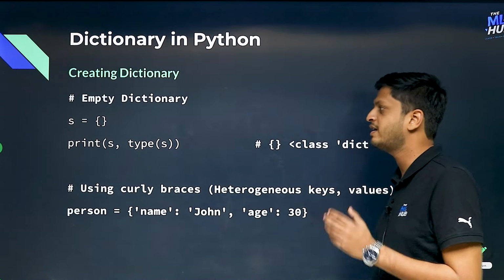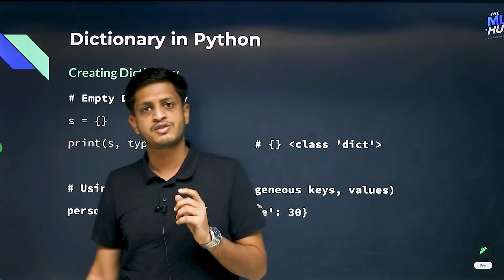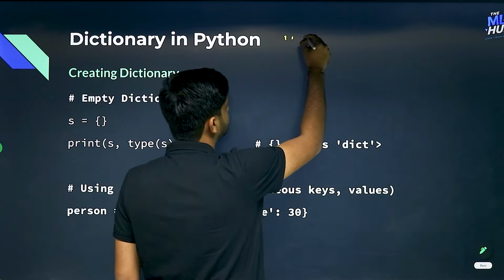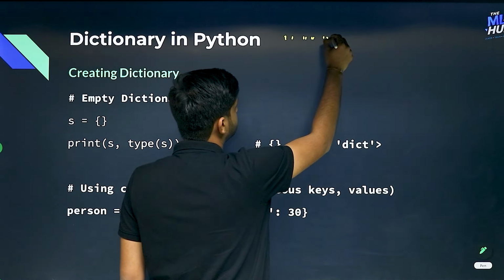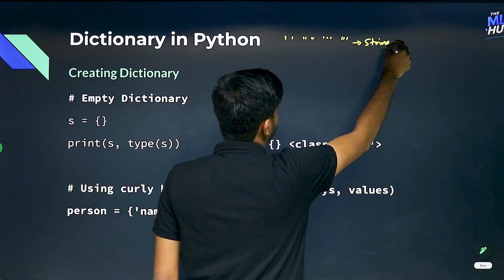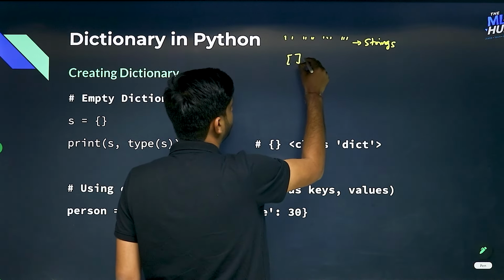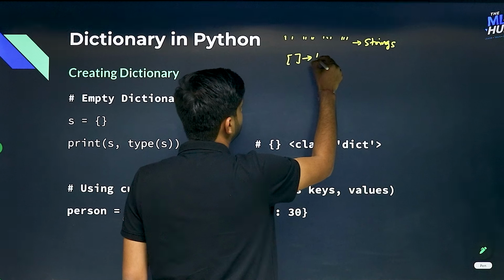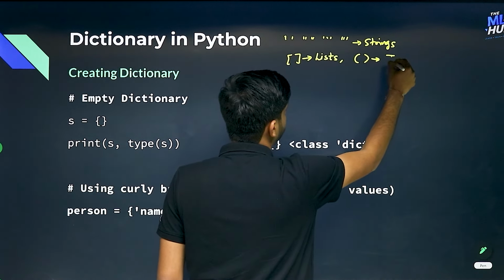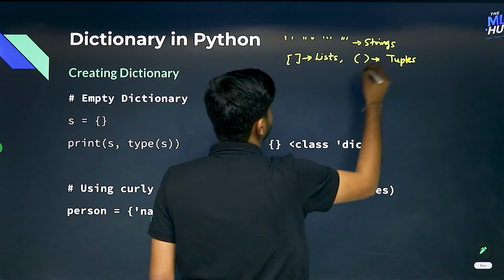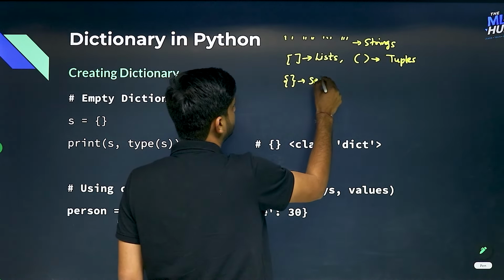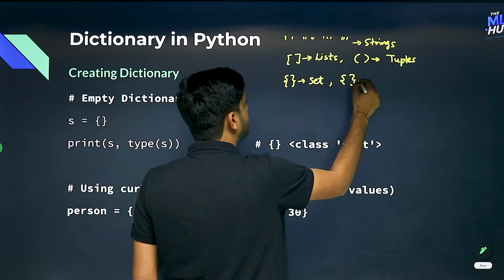So how to create a dictionary? Again, you have to use curly brackets to create dictionaries, okay? So far we have seen we can use single quotes, double quotes or triple quotes to create strings. We use square brackets to create lists. We use round brackets or parentheses to create tuples. And we use curly brackets to create a set, and we also use curly brackets to create dictionaries.